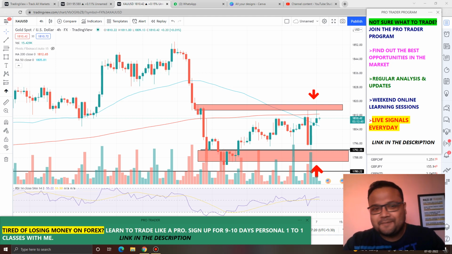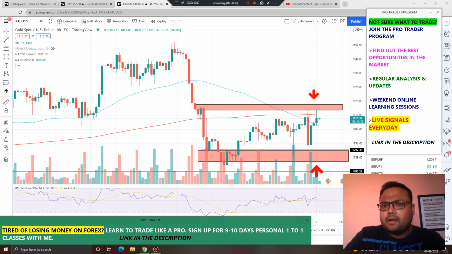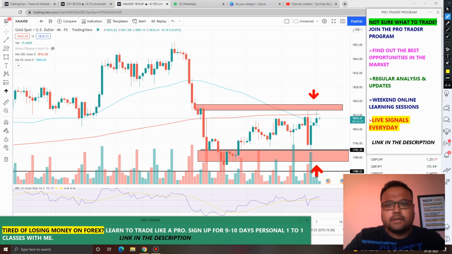So let's get started. The market is open, and as you can see, the market is right now trading at 1810. This is the current market price of gold. It's Monday, so usually we do not get to see much volatility in the first half of Monday. Right now, the market is trading here, and as we all know, gold has been trading in a range for quite some time, and the range is still very much valid.